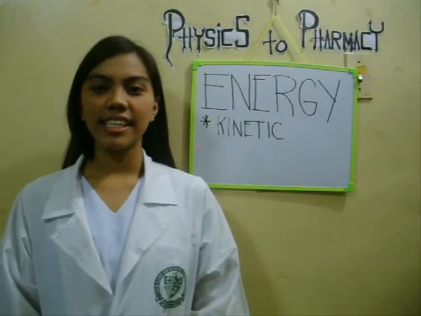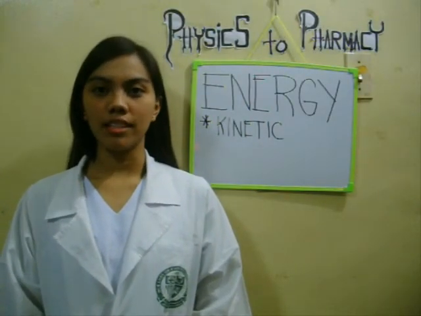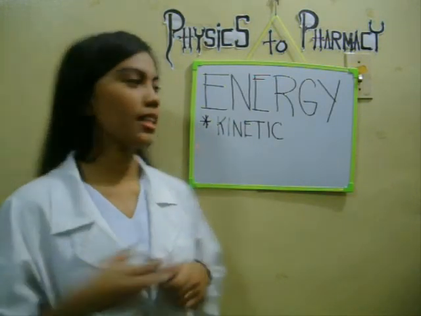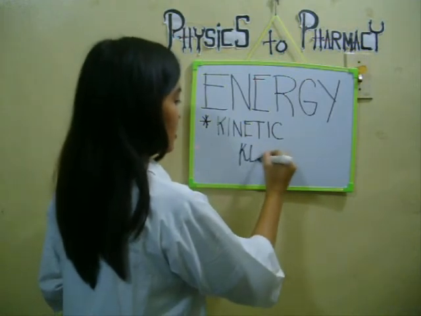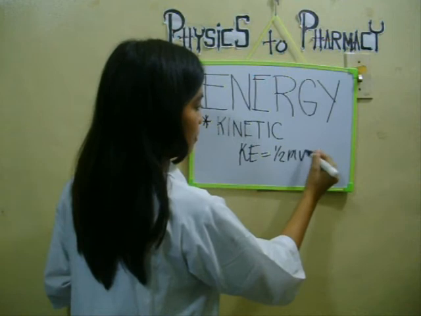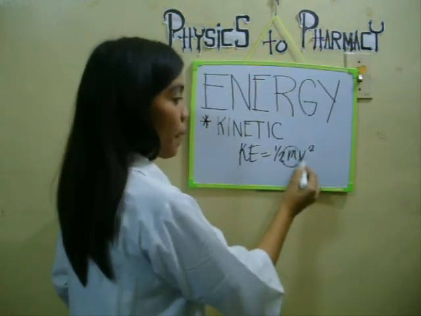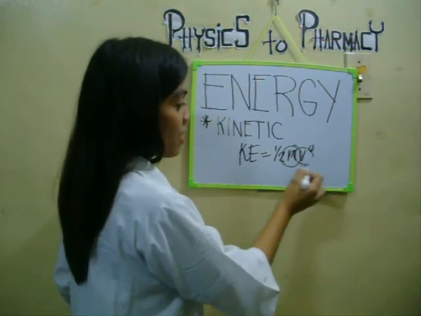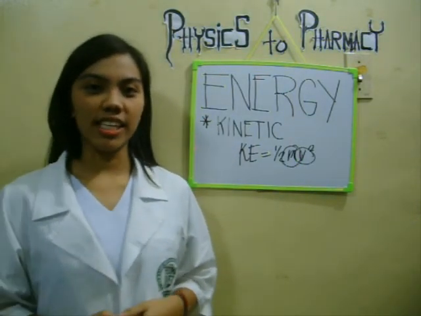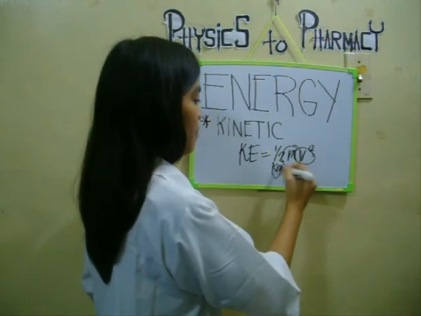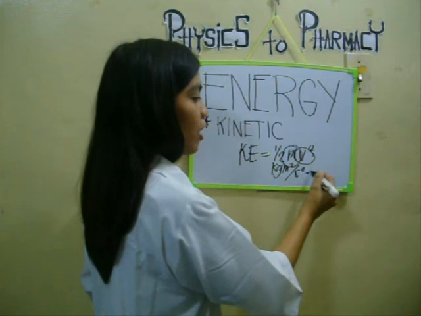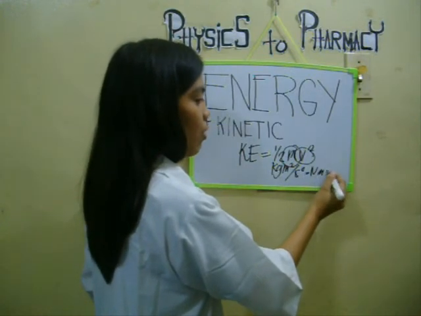Kinetic energy is energy possessed by a body because of its motion. Kinetic energy is given by KE is equal to 1/2 mv squared, where m is the mass and v is the velocity. The SI unit of kinetic energy is kilogram meter squared per second squared, or newton meter or joule.